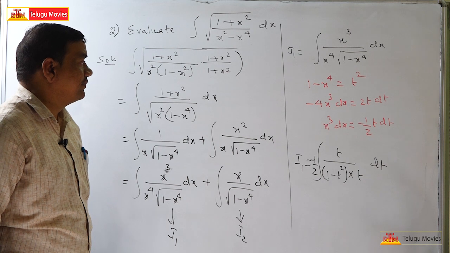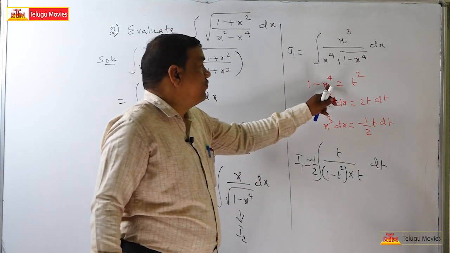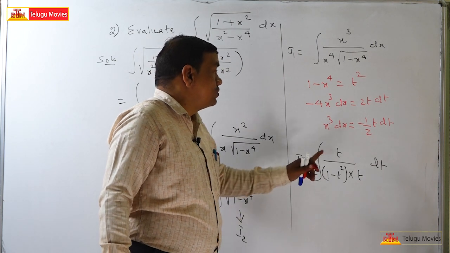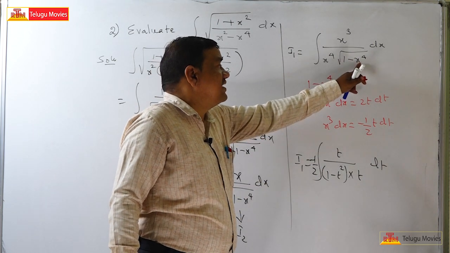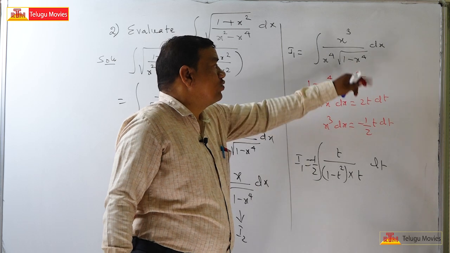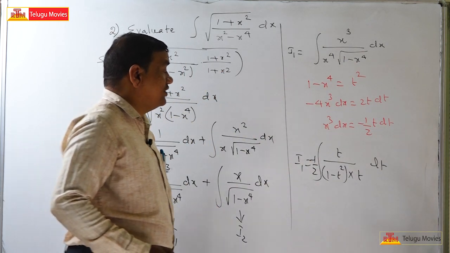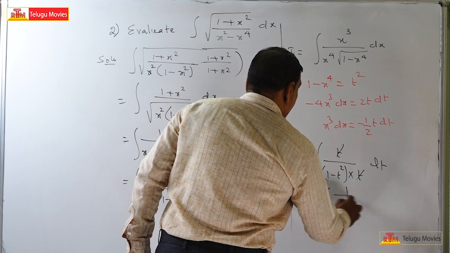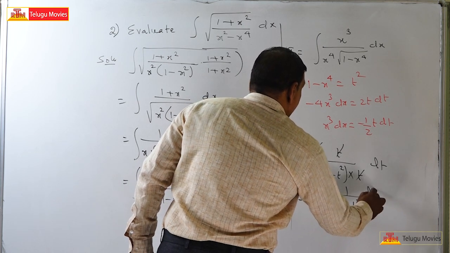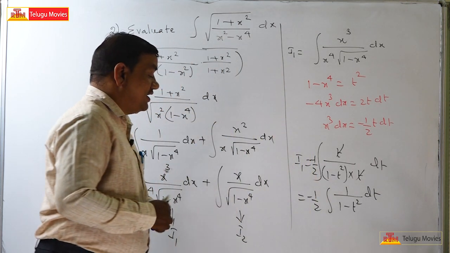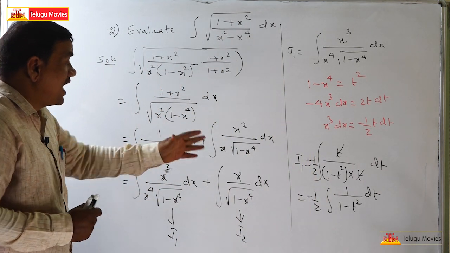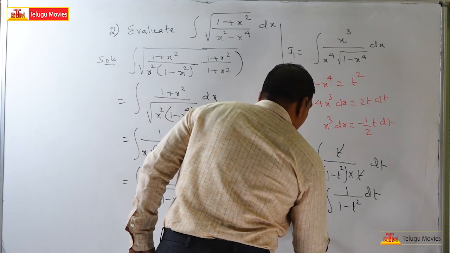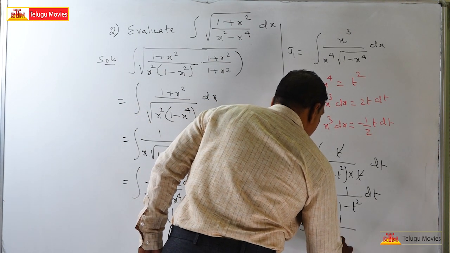So x⁴ is equal to 1 minus t², whereas root of 1 minus x⁴ means what? Root of t², that is t. So t will get cancelled. So this is equal to minus 1 by 2 integral of dt by 1 minus t². Okay, now let us calculate that value.